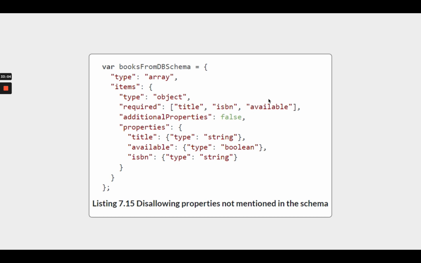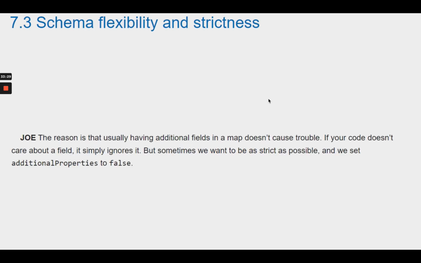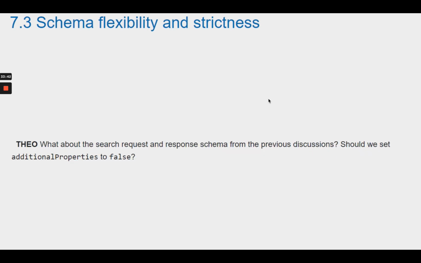Joe, it might be surprising, but by default, fields not specified in the schema of an object are allowed in JSON schema. In order to disallow them, one has to set additional properties to false, like this. Tip. In JSON schema, by default, fields not specified in the schema of a map are allowed. Theo, why is that? Joe, the reason is that usually having additional fields in a map doesn't cause trouble. If your code doesn't care about a field, it simply ignores it. But sometimes we want to be as strict as possible, and we set additional properties to false.